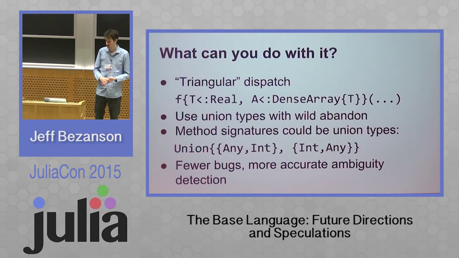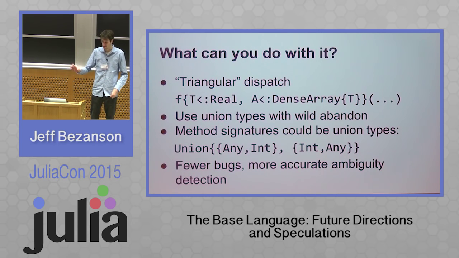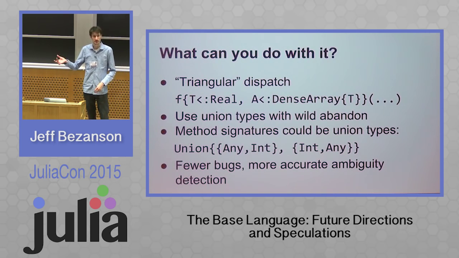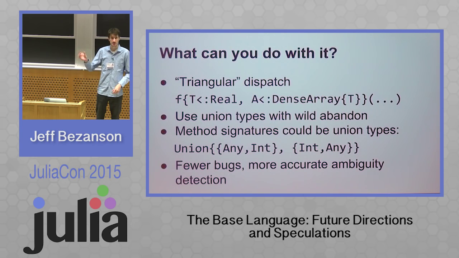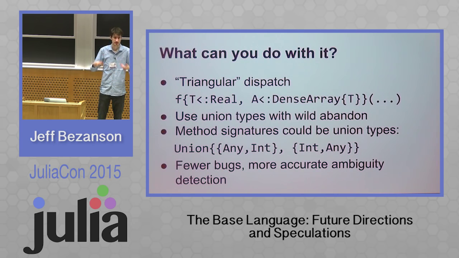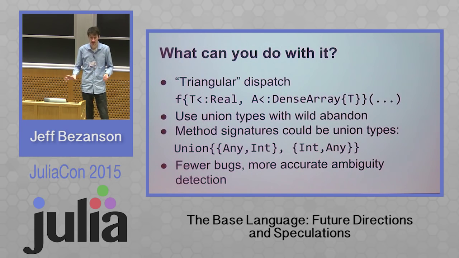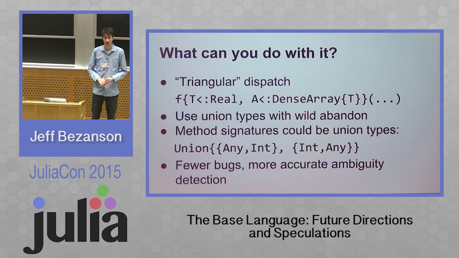So you could write, I don't know what the syntax would be for this, so suggestions welcome, but you could imagine a method whose type was (Any, Int) unioned with (Int, Any). That would mean that one or the other, but not necessarily both, arguments is an Int, which is especially handy because it avoids lots of redundant definitions. I don't know if this has happened to you, but sometimes if I want something like that, you have to write three definitions to make that work without ambiguity warnings. So this would fix that, which would be very nice.